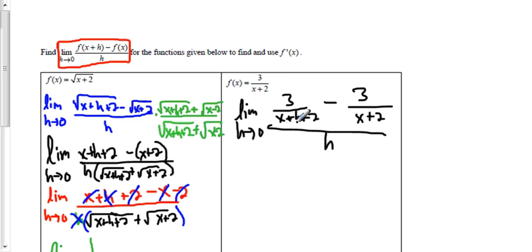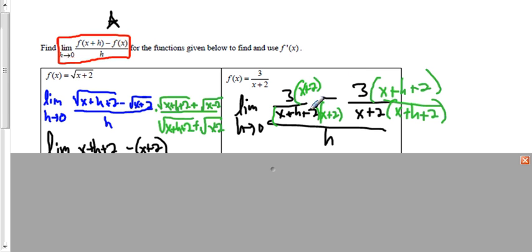Okay, next we're going to do this rational function, so we're working with some fractions. 3 over x plus 2. Every place I see x, I'm going to substitute in x plus h, and we're just using the difference quotient. So it's f of x plus h minus f of x all over h as h approaches 0. So now I have to do some simplifying. How do I simplify this? I need some common denominators.